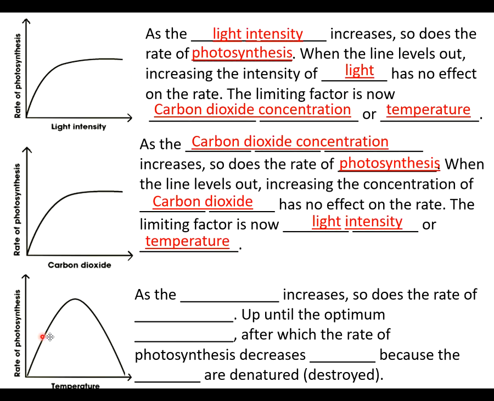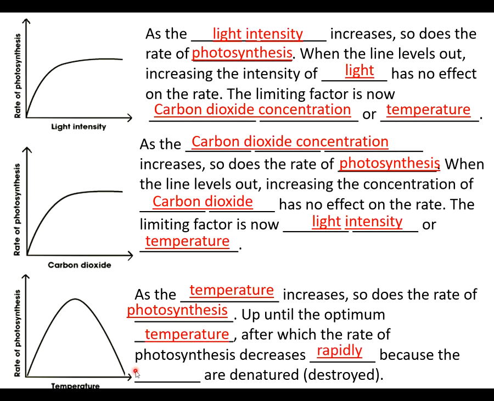Now this graph is slightly different because it goes up and then it goes down. So down here, we've got as the temperature increases initially, so does the rate of photosynthesis. The molecules are moving quicker because they've got more energy, they collide more frequently, the reaction speeds up. Then we have what we call the optimum temperature. And at the optimum temperature, the rate of photosynthesis drops very rapidly. It goes down practically to zero.